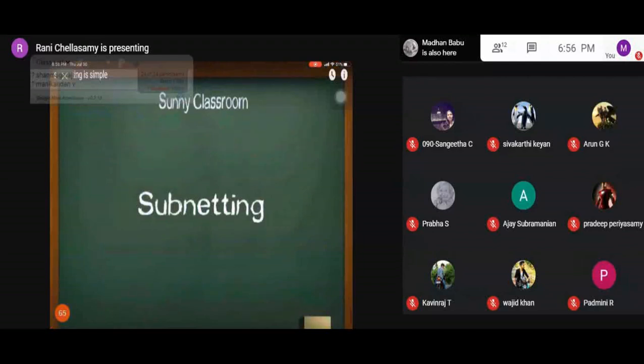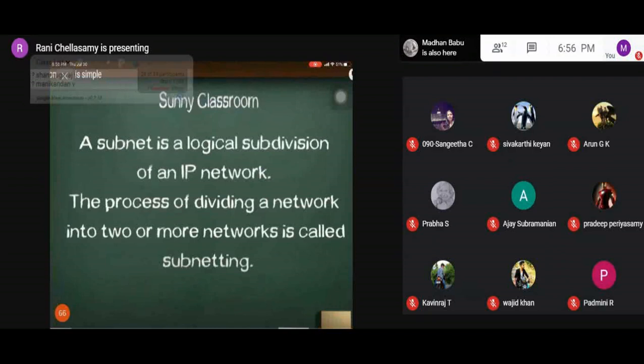Next, we'll come on to the subnetting concept. As I told, a subnet means the network is going to be divided into further subnetworks, that is, again into small networks, which are called subnets. A subnet is a logical subdivision of an IP network. The process of dividing the network into two or more networks is called subnetting.